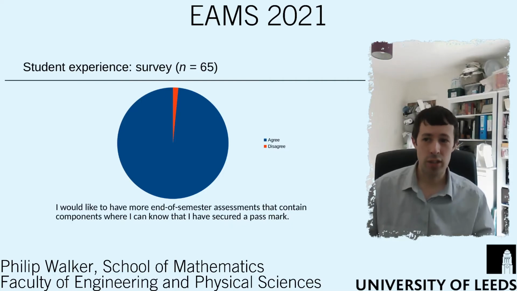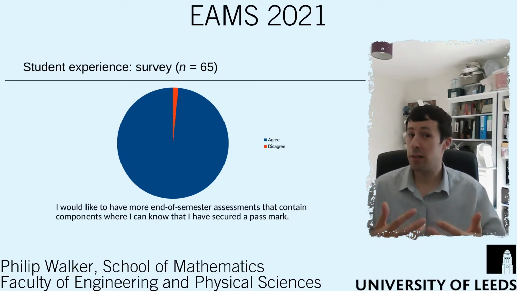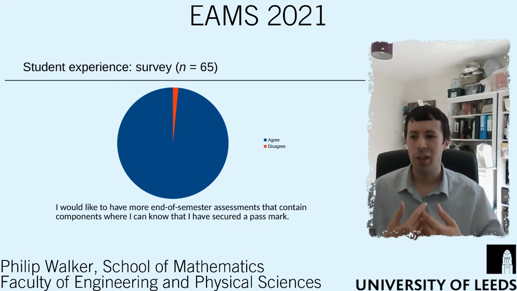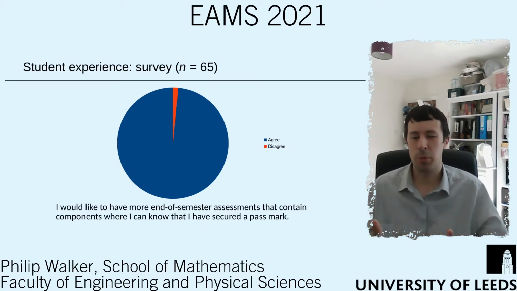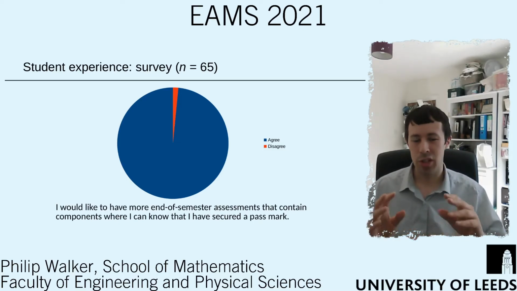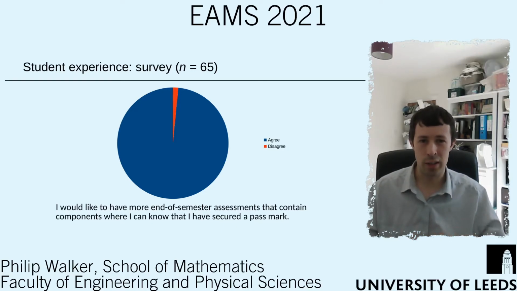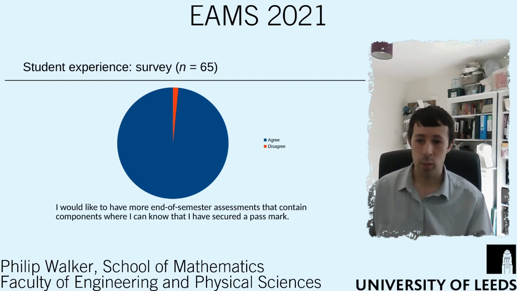So here are some of the key questions that I asked them to agree or disagree with. The key question for me really was, would you like more of this? Would you like more end of semester assessments that contain components where I can know that I've secured a pass mark? And the answer was yes, right? I think it was just one of them who said no. Out of 65, you can see almost all of them said yes. And that's perhaps unsurprising, right? If we said to students, would you like an assessment where you know exactly what mark you're going to get, they would probably say yes. So certainly saying you can know whether you've passed or failed, they're going to go for that. It's perhaps not surprising, but it's encouraging to see that it was something that they liked.